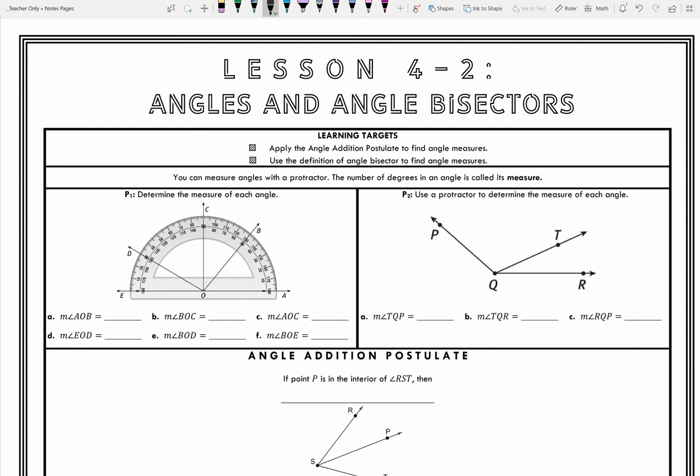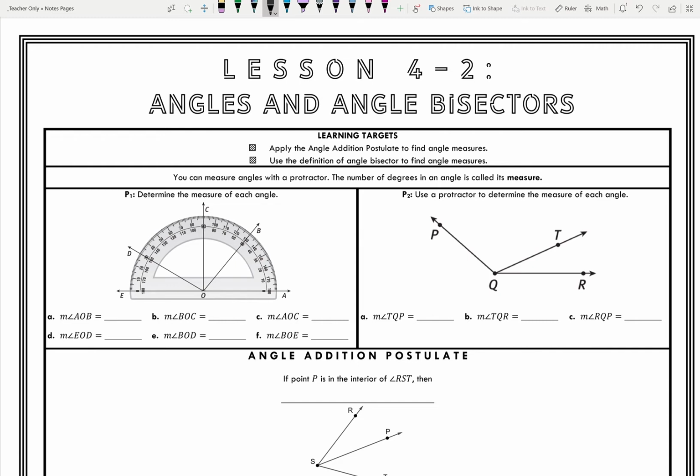So, you can measure angles with a protractor. The number of degrees in an angle is called its measure. We've talked about what the measure of an angle is in the previous chapter 1 actually. And then in the pre-geometry homework, if you had a protractor, I asked you to measure angles with a protractor. And so that's what we're going to try to do in P1 and P2.